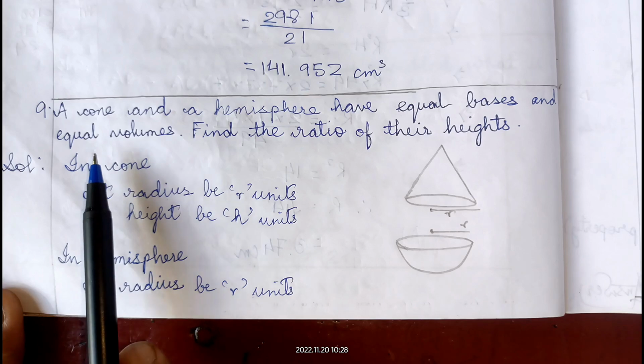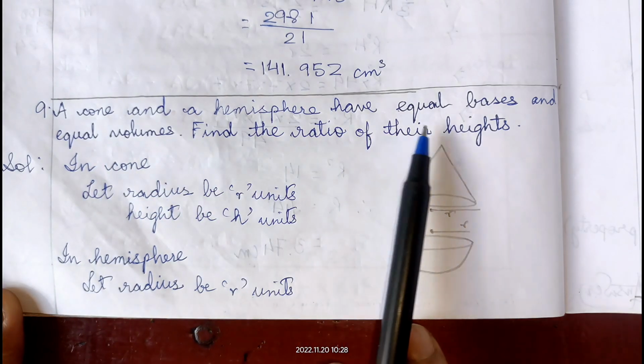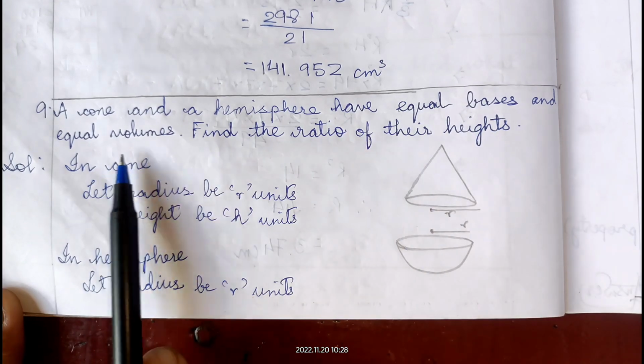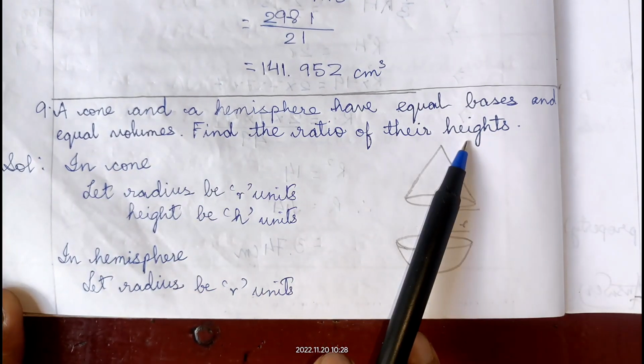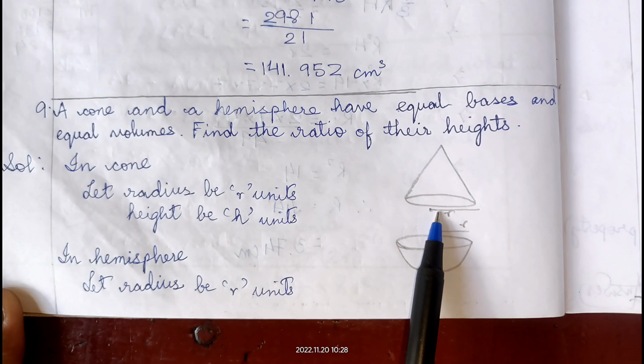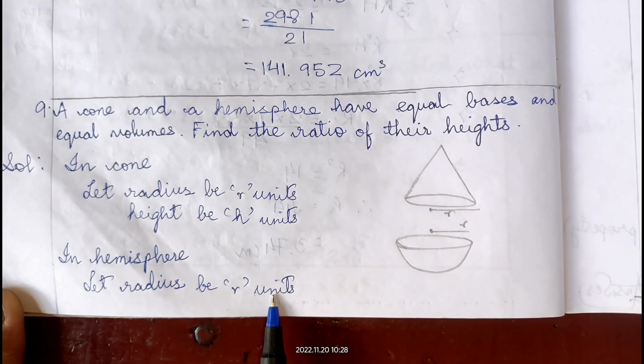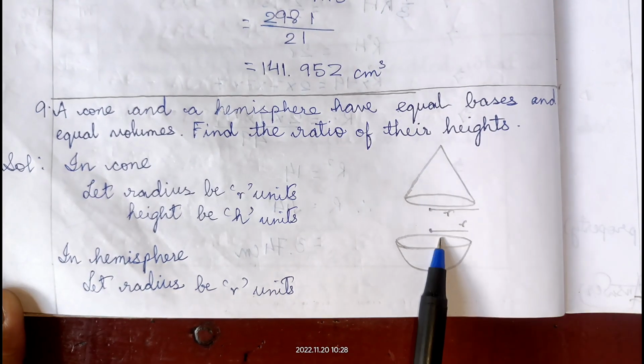In question number 9, it is given a cone and a hemisphere have equal bases. That means their radii are the same, and equal volumes. Find the ratio of their heights. So in case of a cone, radius is r and height is suppose h. In case of hemisphere, let radius be r and we have to calculate the ratio of their heights.